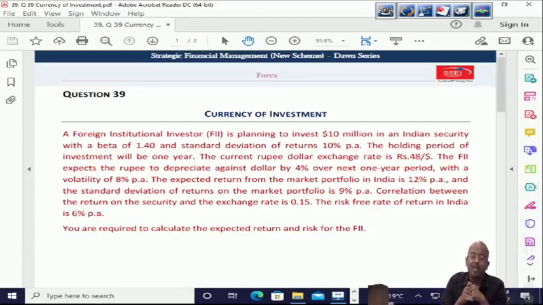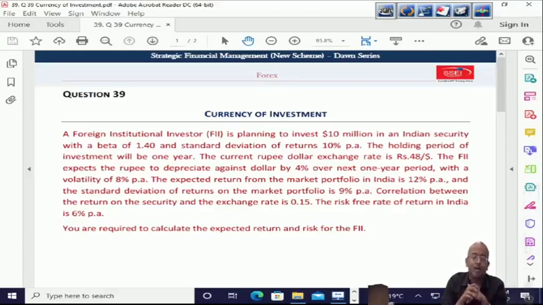The current rupee dollar exchange rate is rupees 48 per dollar. So initially $10 million will be converted into rupees. 10 into 48 is 480 million rupees. There is no bid ask in this sum.